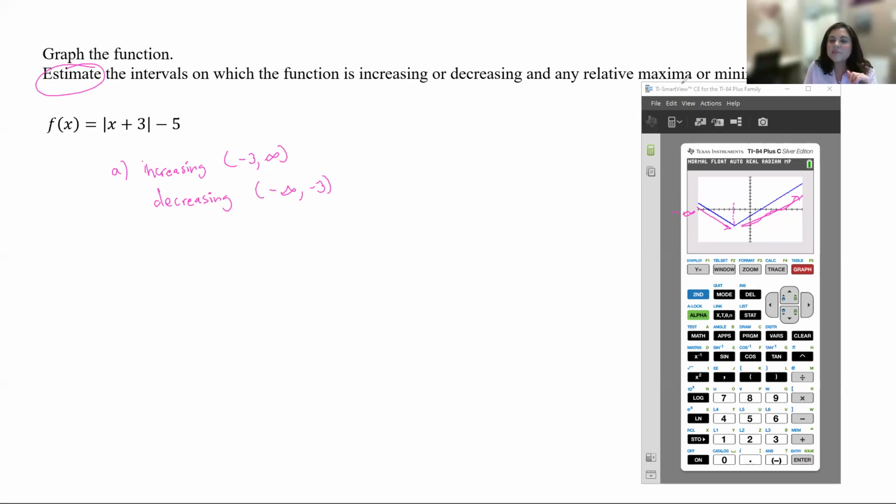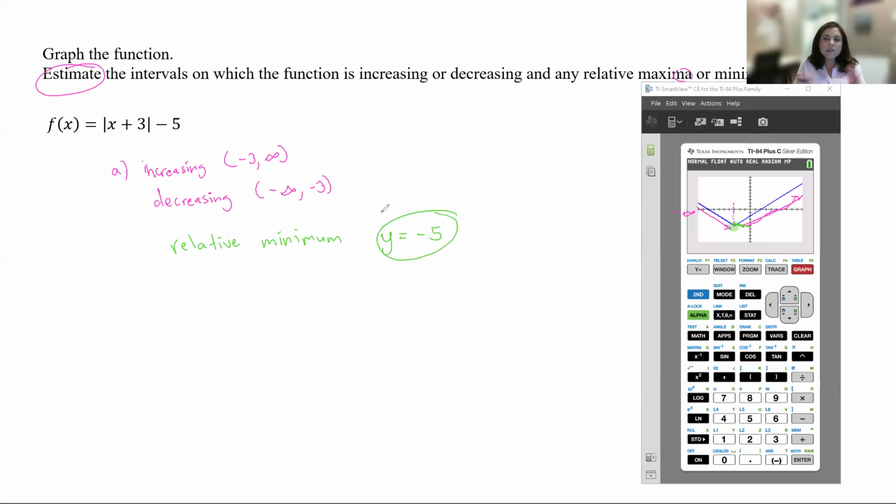And now for any relative maxima or minima, this is the plural of maximum or minimum. We just want to see, is there any high point or low point? And I think hopefully it's a little obvious here that we have a low point right there. And so that would be our relative minimum. And this is where we use the y value. And so that y value, 1, 2, 3, 4, 5, is at y equals -5.